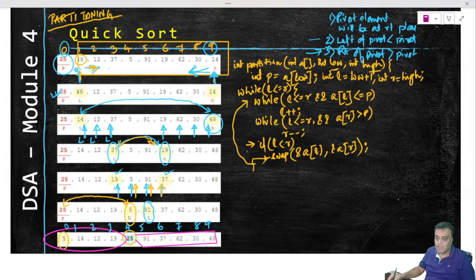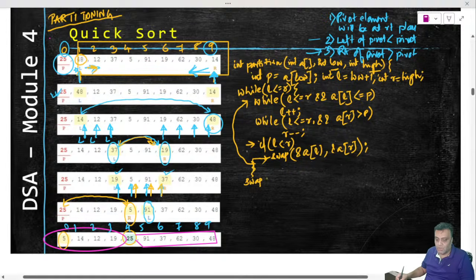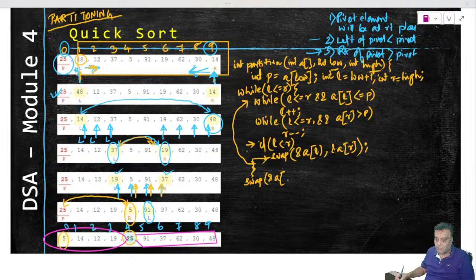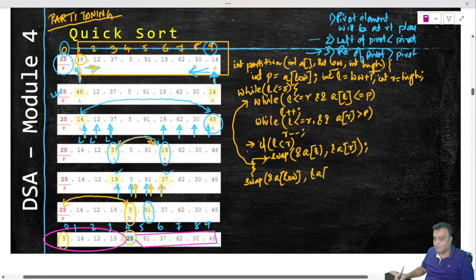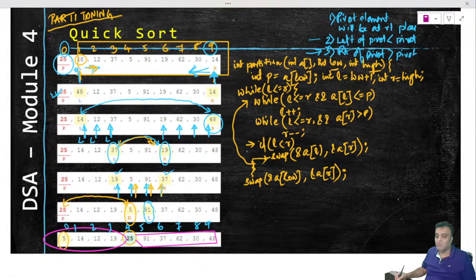When it comes outside the loop, what I will say is, because left and right have crossed each other, I will have to swap the pivot with the right. So I will swap the pivot with the right here. So I am outside this loop. This loop has ended here. I will do a swap of, let's say, ampersand of A of low with my ampersand of A of R. So I'm swapping my pivot with my right. So this is how this will be done, and once this is done, I will complete my function.